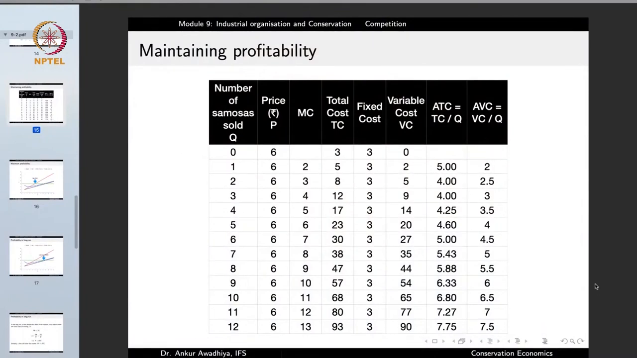Now, with this, we can also compute the average total cost and the average variable cost. Average total cost is total cost divided by the quantity that is sold. So total cost here is 5 divided by 1 is 5. For this value, it is 8 by 2 is 4, then 12 by 3 is 4, then 17 by 4 is 4.25, and so on. So this is the average total cost. We also have the average variable cost, which is variable cost divided by the quantity sold. So here it is 2 by 1 is 2, then 5 by 2 is 2.5, then 9 by 3 is 3, then 14 by 4 is 3.5, and so on. So we can compute the average total cost and the average variable cost.